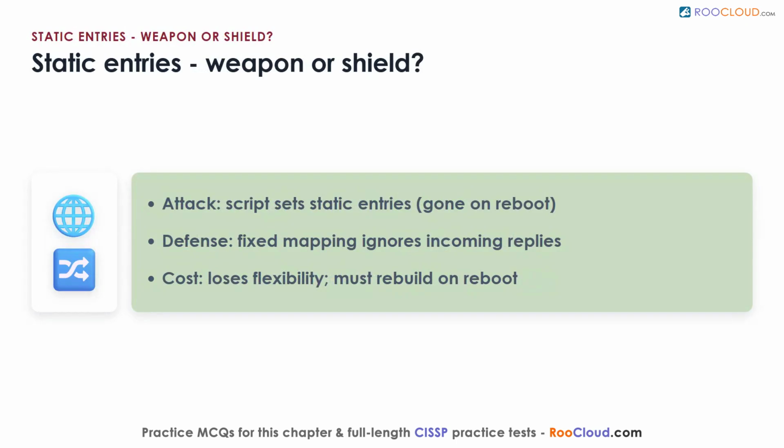Can static entries be both a weapon and a shield? Yes, and that dual nature is worth remembering. A third form of poisoning creates static entries locally, which is easily done through a malicious script on the client, though such entries do not survive a reboot. But you can also flip static entries into a defense. A manually fixed mapping will not be overwritten by any incoming reply. The catch is that static entries remove the flexibility a network needs as devices come and go. And because they vanish on reboot, you would need a script to rebuild them each time. So the same technique defends and attacks depending on who sets it and why.